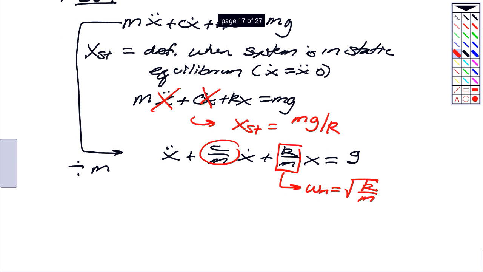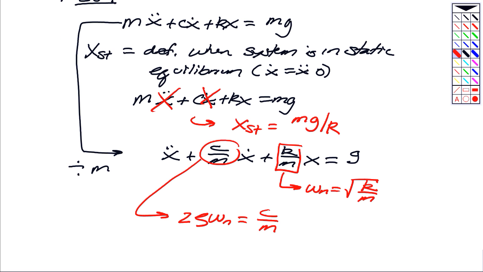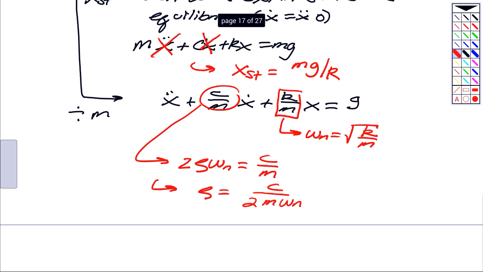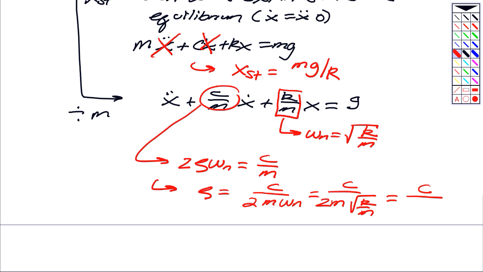This c over m we know from our discussion in the lecture is equal to 2 zeta omega n. So 2 zeta omega n is equal to c over m. So the damping ratio here is c over 2 m omega n. Our undamped natural frequency is the square root of k over m. So we take the number for c that we know, divide by 2, divided by the square root of k times m, and it gives us that.